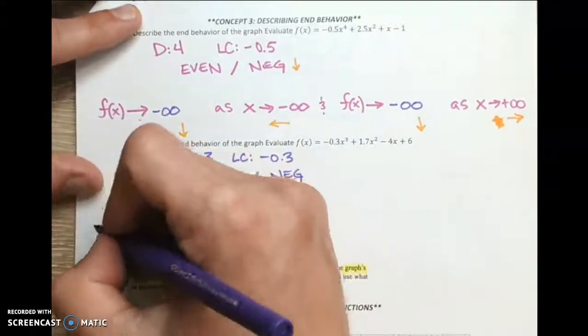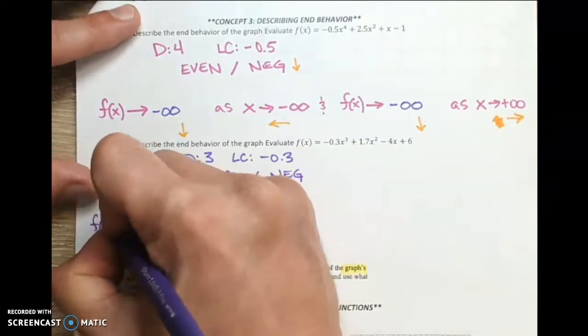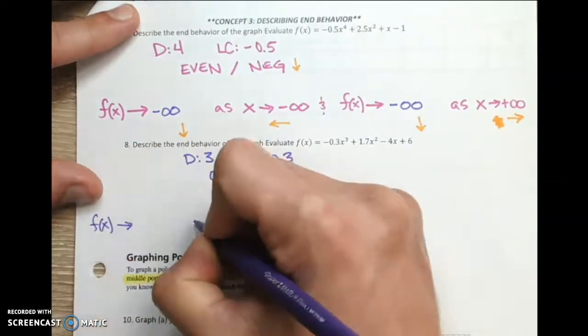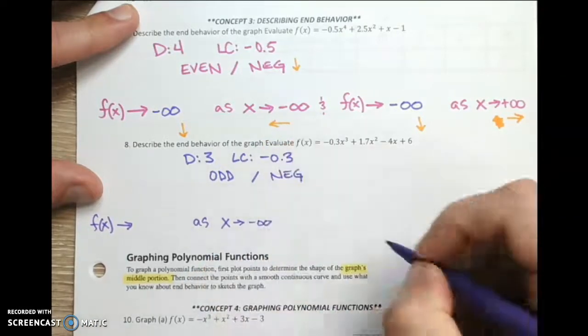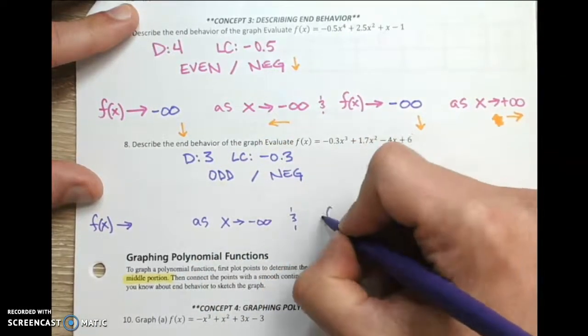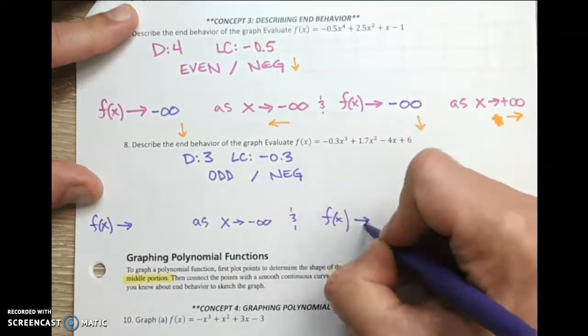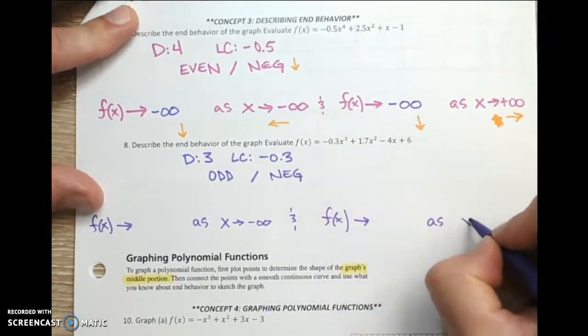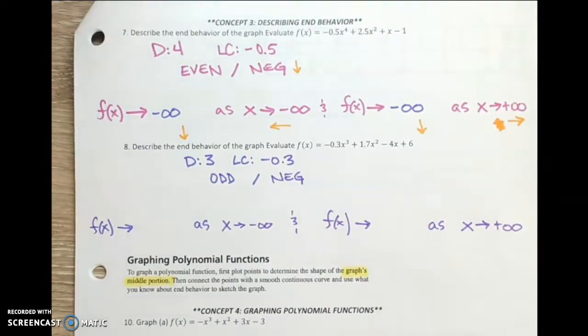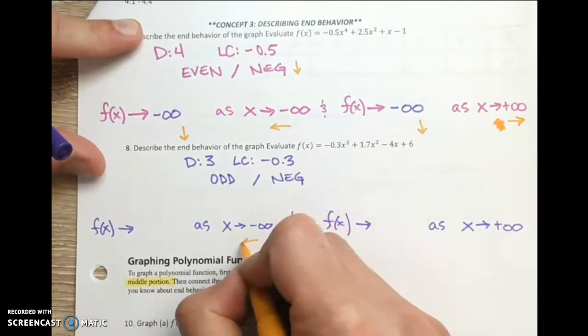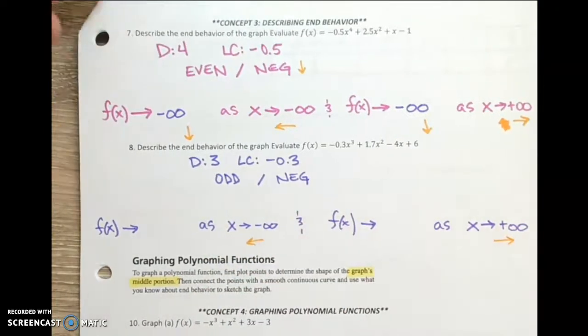Again, I write it like this. F of x approaches blank as x approaches negative infinity, or goes to the left. And f of x approaches what as x approaches positive infinity, or goes to the right. I like arrows. It just makes a little more sense, I think, to recognize.